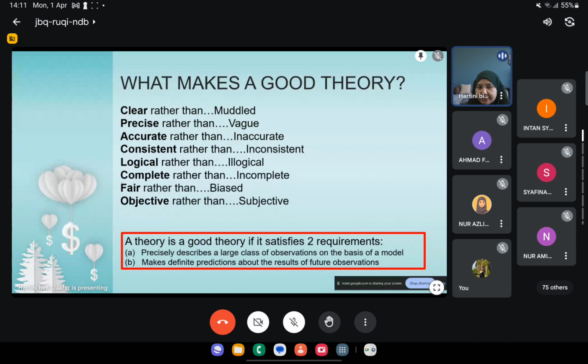So in most circumstances, a theory is considered to be good, although this is not necessarily the prerequisite, if it satisfies these two requirements. Because some people can argue, if you look at the literature, if you are interested in learning more, I just want to let you know. So if we want to define, a lot of people would argue that a good theory consists of these two characteristics. Number one, it precisely describes a large class of observation by using the model.